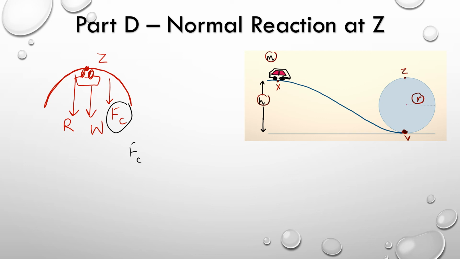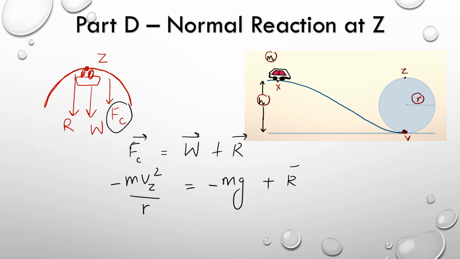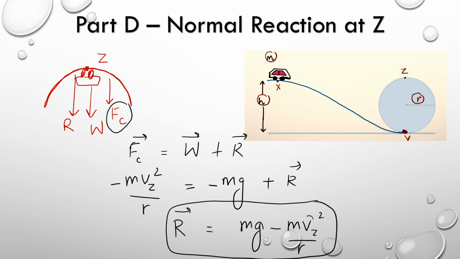Now as I did in part B, net force is equal to the vector sum of the other two forces, which is weight and normal reaction. Now centripetal force is in the downward direction, so negative sign: minus m times velocity at z squared by r, that's the formula of centripetal force, equals, again weight is also in the downward direction, plus normal reaction. So from here my normal reaction comes out to be mg minus m v_z squared over r. So as I have calculated the velocity at z in part C, I can substitute it over here and calculate the normal reaction at point z.